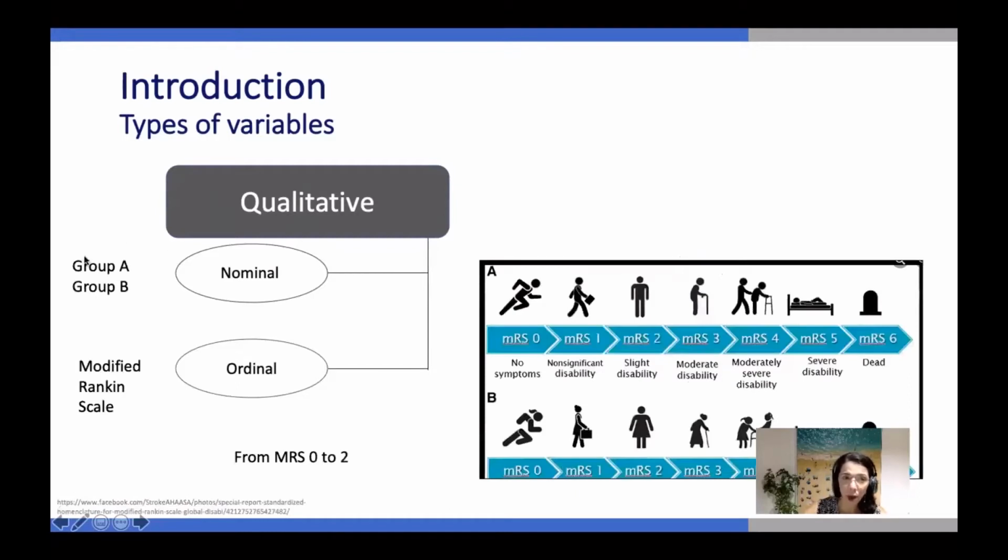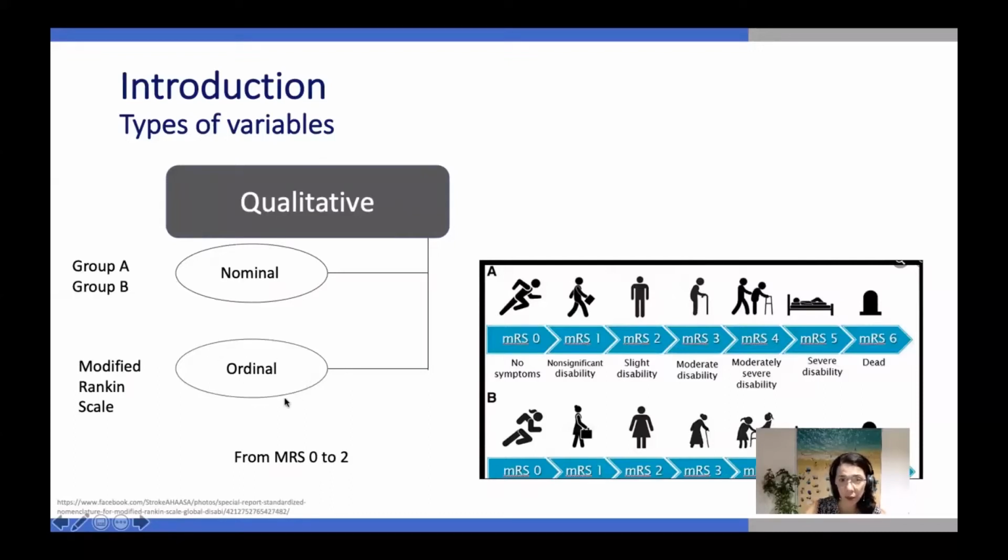So an example of a qualitative nominal variable that we can use in a rehabilitation study, for instance, in a clinical trial in which we have group A, an intervention group, and group B, a control group. So there is not a particular order between the two groups. So we can consider group as a nominal variable.